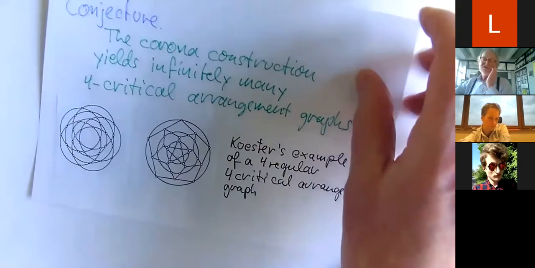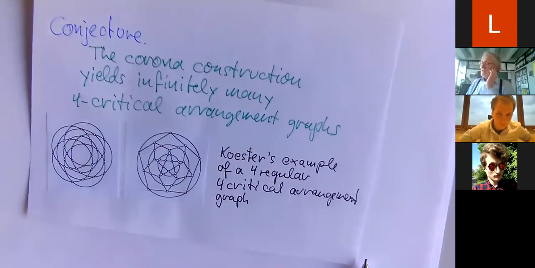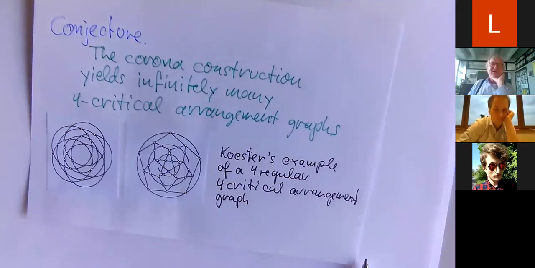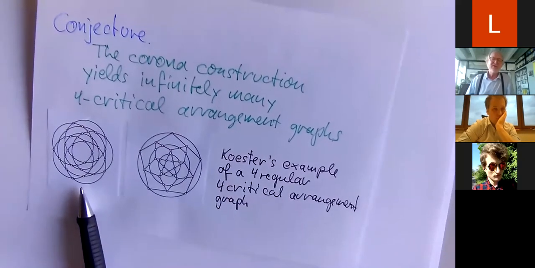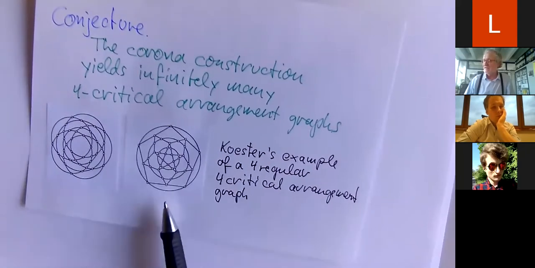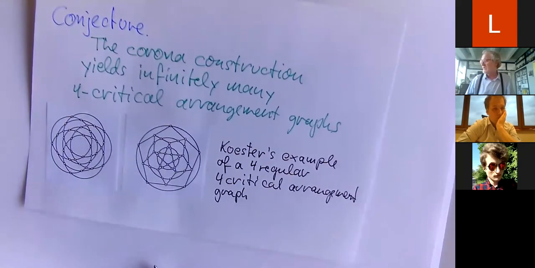We also have a conjecture related to our corona construction. We think that infinitely many of the examples you can get via this construction are indeed four critical arrangements. And regarding the existence of four critical planar four regular graphs, there were some conjectures that such things shouldn't exist, and Koester came up in the late 80s, early 90s with counterexamples. And actually, if you redraw the Koester example in the right way, then you see that it is using the corona construction.